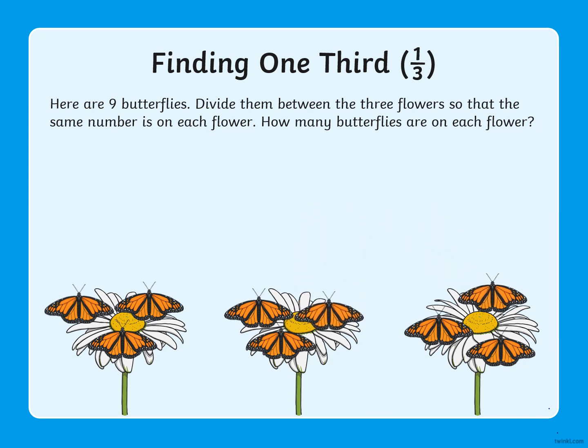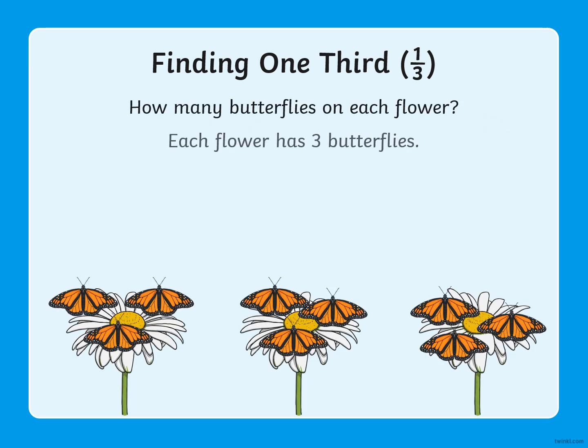So how many butterflies are on each flower? Okay, so each flower should have 3 butterflies. So if you said 3, you are correct. So 1/3 of 9 is 3. So if we break 9 up into 3, we have 3. 1/3 of 9 equals 3.